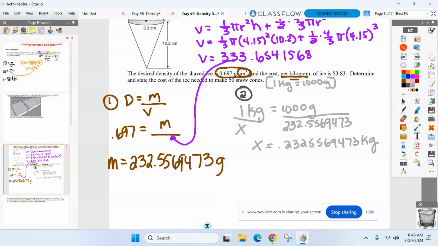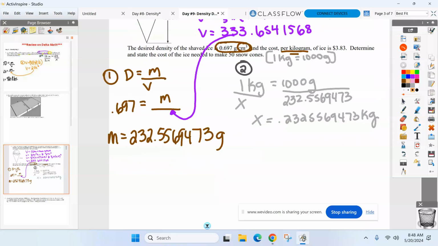They're going to charge me $3.83 per kilogram. What do I do with that $3.83 and the number of kilograms I have? Well, if you don't know, we set up a proportion again, right? If you don't know, set up a proportion. I don't want to make it an excuse that you're going to guess. So if you don't know what to do with the $3.83 and this number of kilograms we found, all right, ready? 1 kilogram, they charge me $3.83.